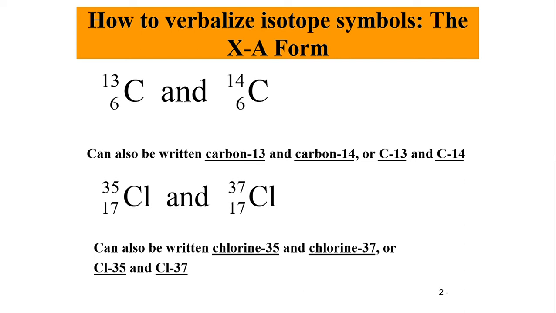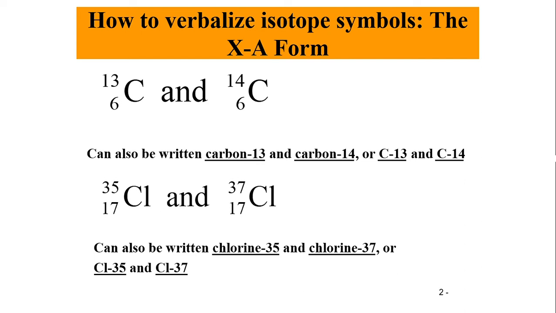Notice the form X-A, which is a different form of saying it. You have the element name or symbol hyphenated with the mass number. So you can say C13 or C14. And that's how you would pronounce it. That's how you would say it.